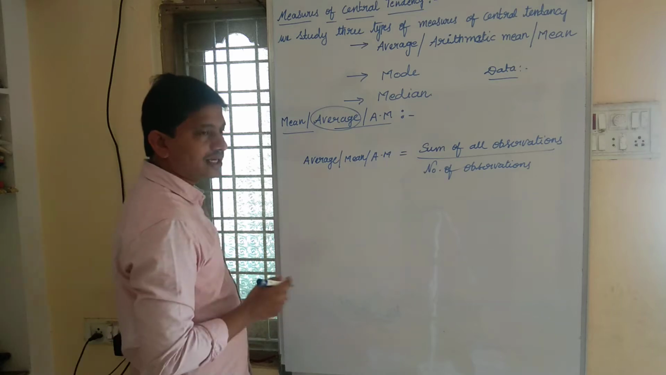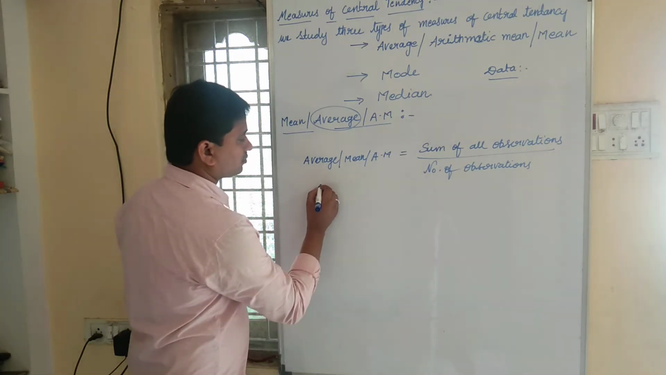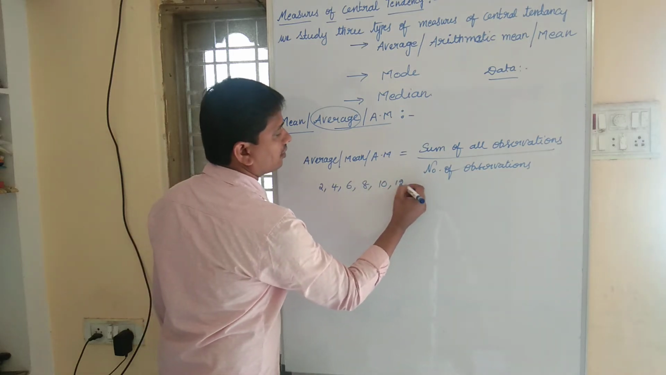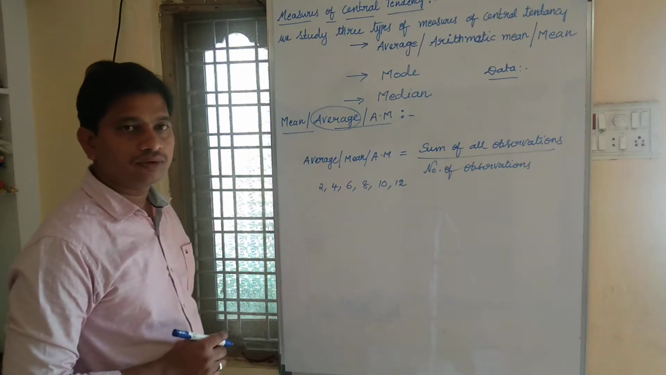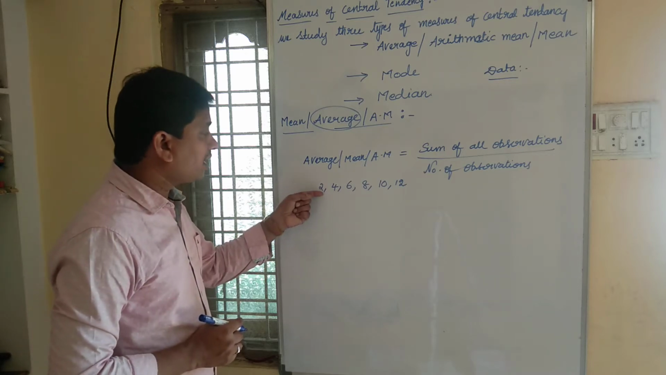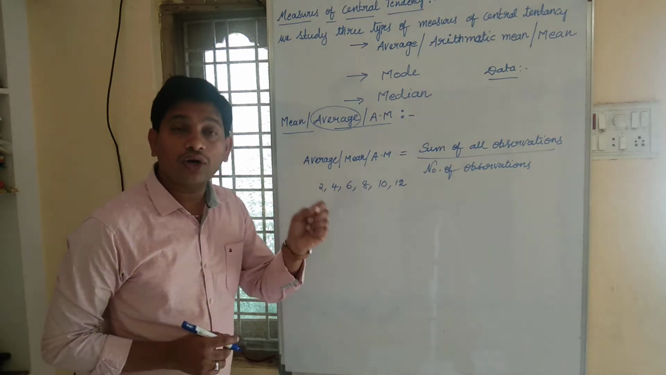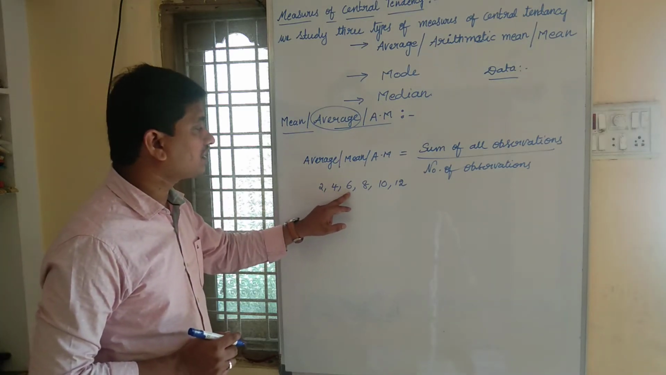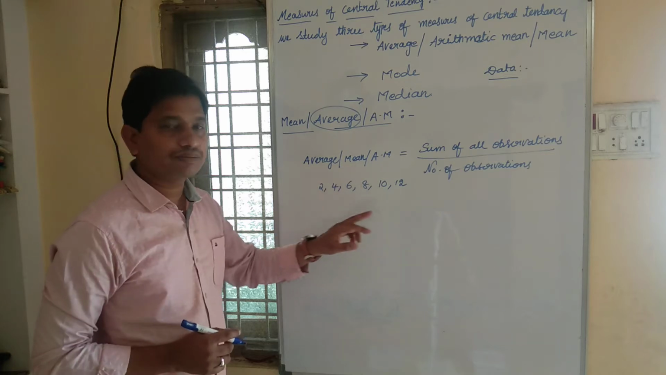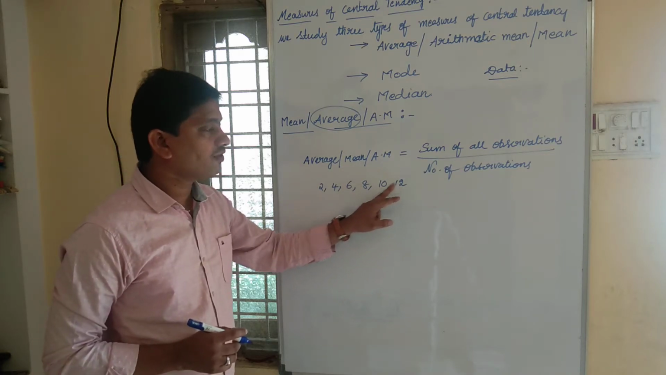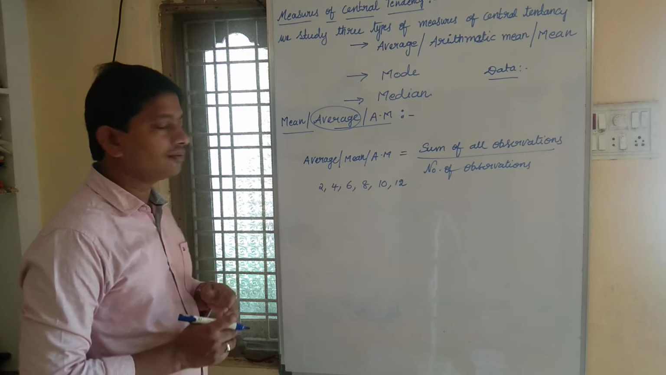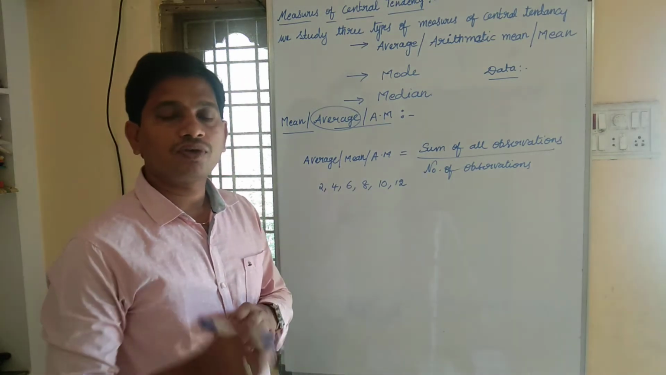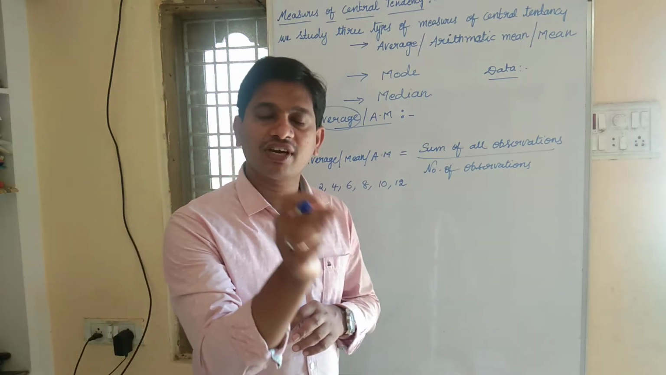For example, consider the given data: 2, 4, 6, 8, 10. The numerical entries in the given data are called observations. Here 2 is an observation, 4 is an observation, 6 is an observation, 8 is an observation, 10 is an observation, and 12 is an observation. This is the given data, I mean the first 6 even numbers. So find the average of the first 6 even numbers.